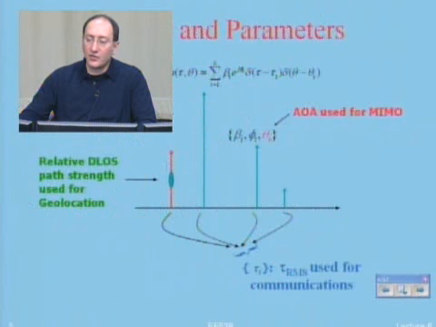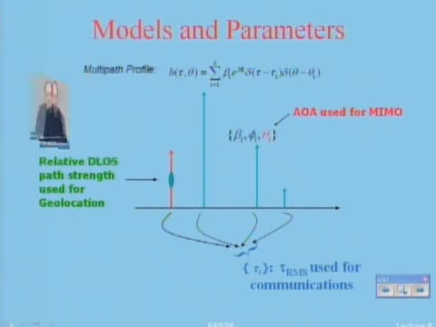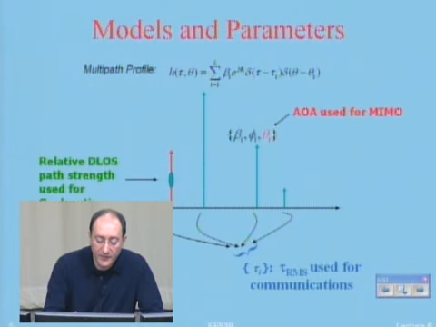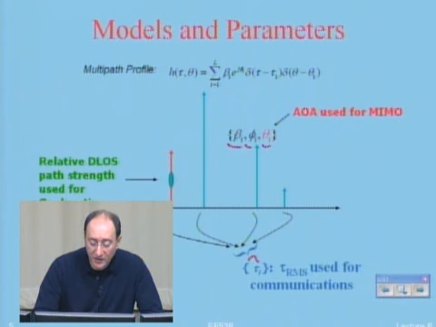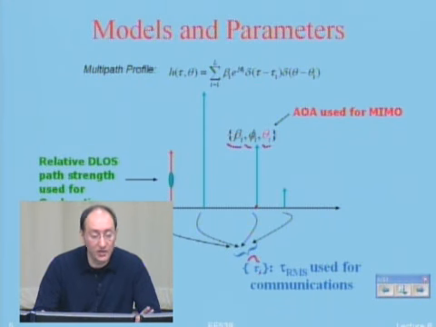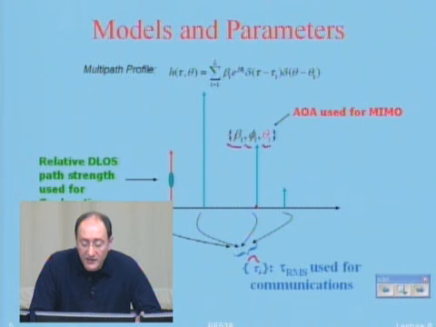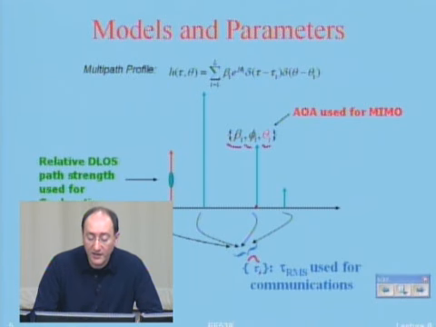Now, to go one step further, these 4 parameters that I determined from the measurements were beta, phi, theta, and tau. Okay, amplitude, phase, angle of arrival, and time of arrival. These are the 4 parameters that I measure from the measurement. But who is interested in this, and for what application?